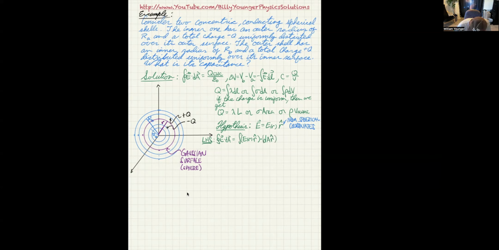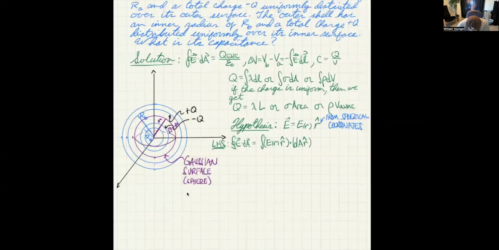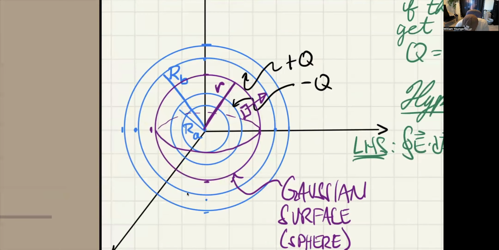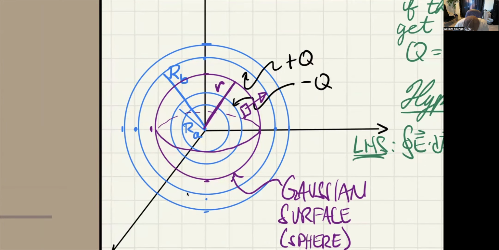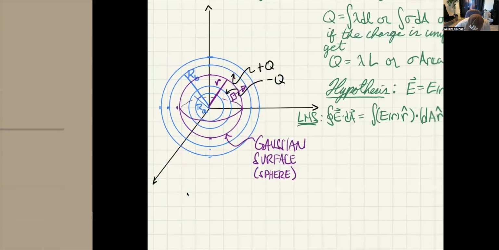In fact, if you wanted to think about the actual Gaussian sphere, the Gaussian spherical surface, it would look a little bit like this, and a patch on it, the dA, might be a little bit like that, and the dA would point radially outward, just like that. So that's really what we're looking at in terms of the Gaussian surface and the dA vector. So hopefully that's helpful to you.